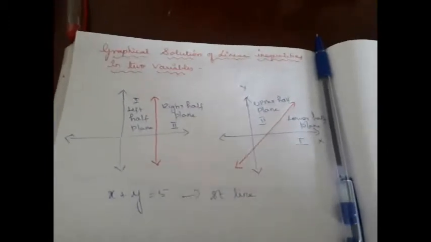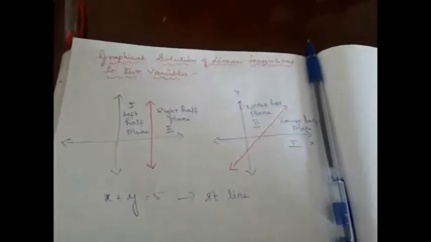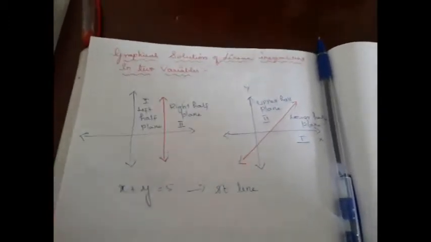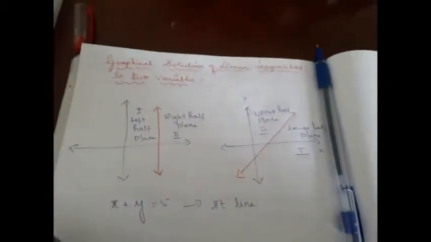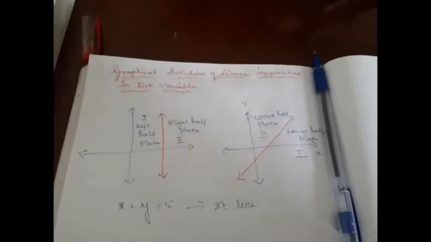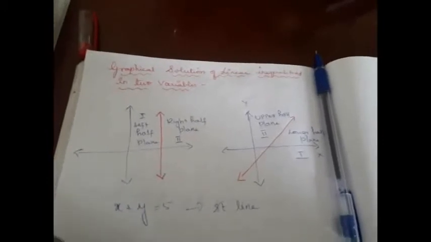I repeat what we are going to do: you will get an inequality in the question. Consider it as an equation and draw the line first. Draw the graphical straight line for that given linear equation in two variables. And then choose a point which is not on the line. It can be either this side of the plane or that side of the plane. It doesn't matter. Choose any arbitrary point, substitute that point in the inequality and check whether it satisfies. If the point satisfies the inequality, not the equation, the inequality given in the question, then that particular region will be your solution region.